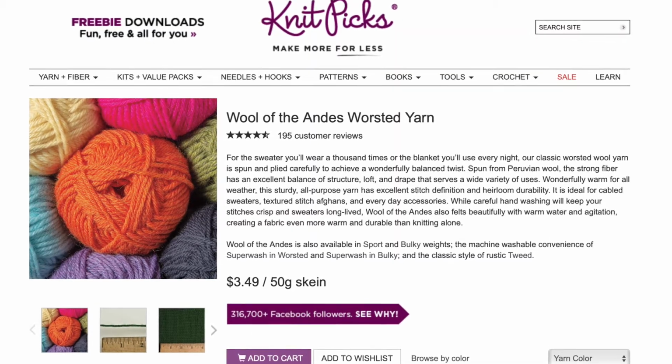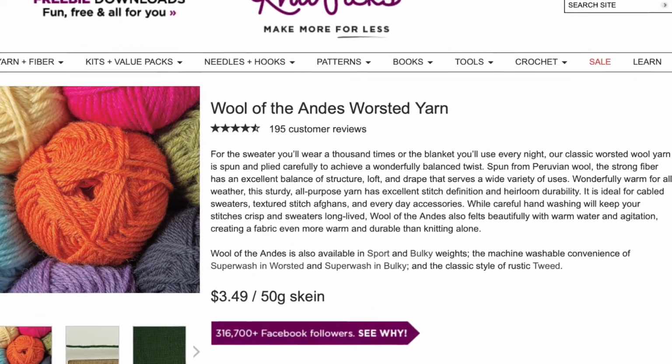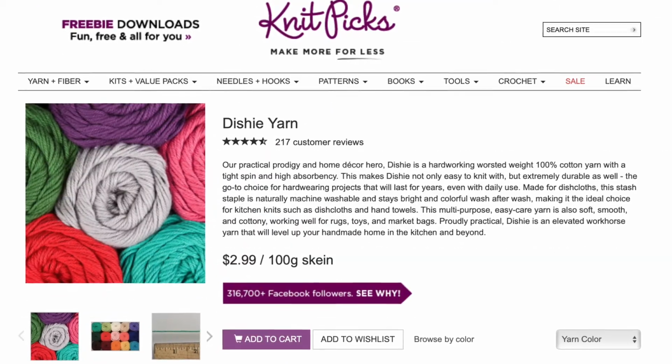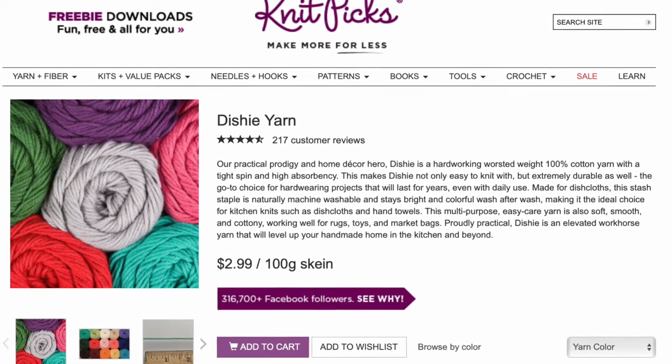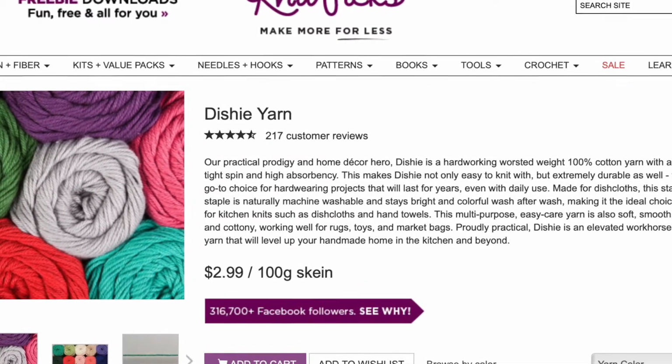I would look at the ratio of yardage to weight for the pattern yarn. That was Cascade 220, which is 219 yards in 100 grams. So then I look at my 2 possible substitutes. Wool of the Andes Worsted is 110 yards to 50 grams, which is 1 yard difference when I compare the 2. Knit Picks Dishy was my other option, and that is 190 yards at 100 grams. So that is 30 yards less, weighing the same amount. So that one's a lot heavier than Wool of the Andes, which is almost the same exact weight as Cascade 220.